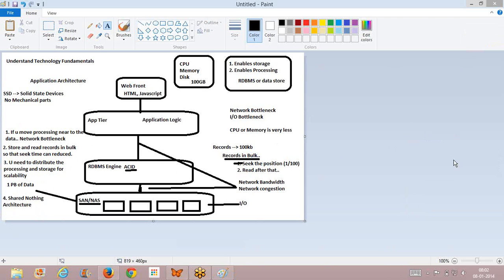Any questions? Since it's a very silent group, I will ask a couple of guys to understand. So Ram, is it? Yeah, go ahead.